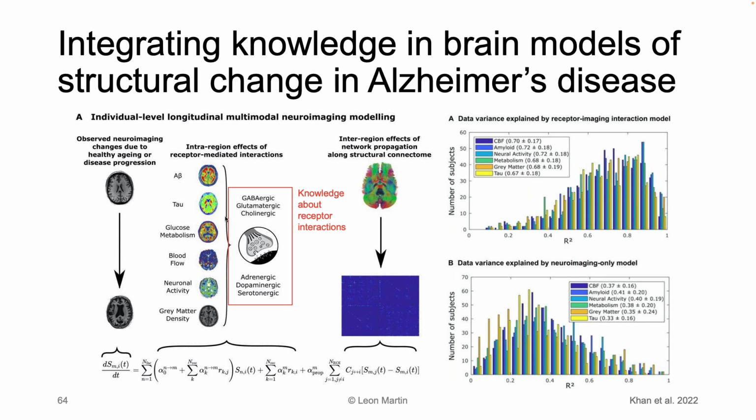For example, in this publication from Kahn and colleagues, the integrated knowledge in brain models of structural change in Alzheimer's disease, in particular knowledge about receptor interactions. And so they retrieved generalized models of receptor density data, which I showed you early from the EBRAINS knowledge graph.